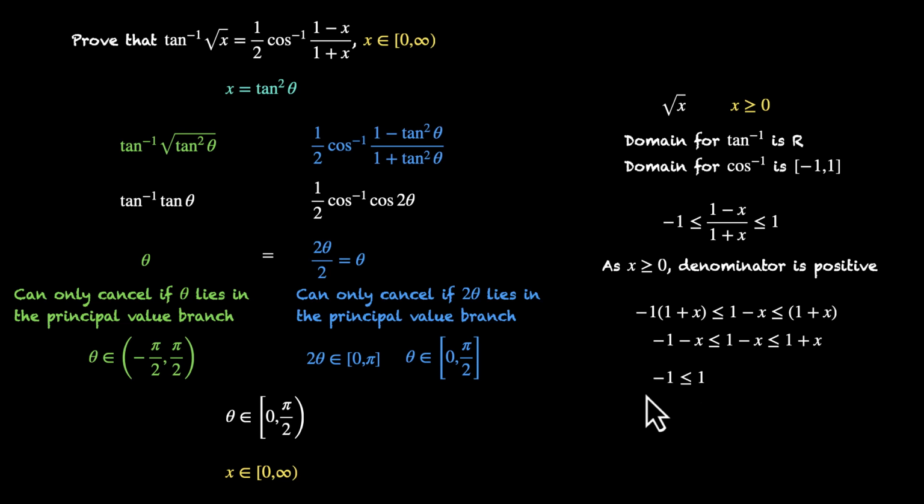Cancelling x out, we get minus 1 less than or equal to 1. That's always true. So we get no new information. But what about this other side? We have 1 minus x less than or equal to 1 plus x. Here 1 will cancel out. 2x is greater than or equal to 0, or x is greater than or equal to 0.